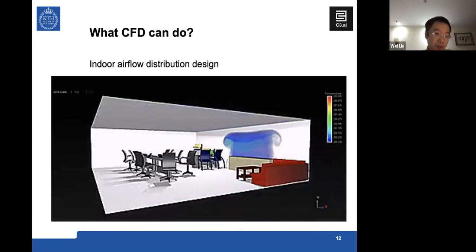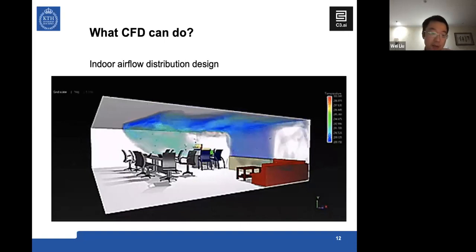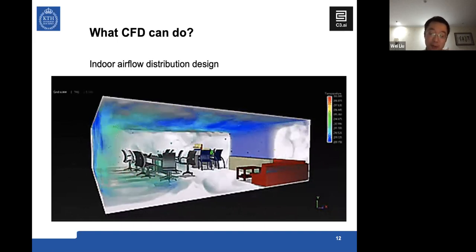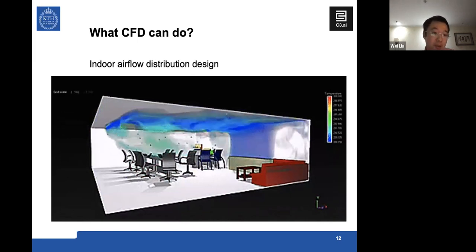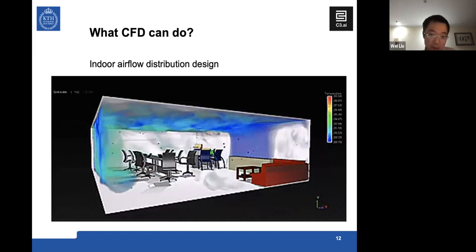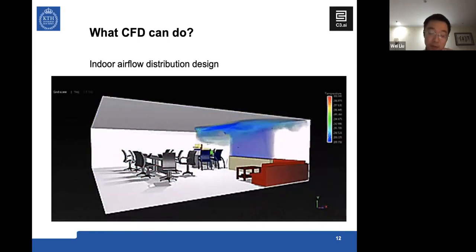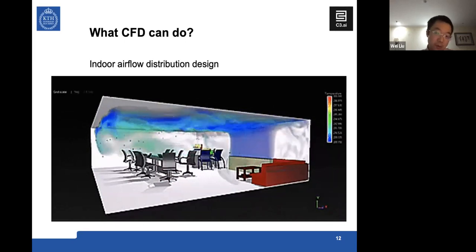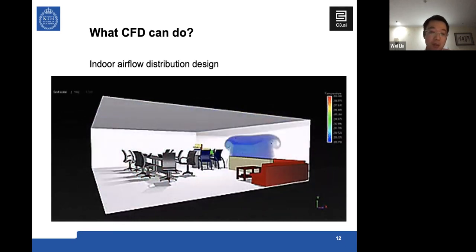For example, CFD can be used for indoor airflow distribution design. In this animation, you can see the CFD tells how the air flows and how the air helps disperse the indoor particles and maybe further mitigate them. Here we have a particle source close to the diffuser, and the air clearly brings the particles to the seat far away from the source. And with airflow, the CFD also tells the temperature distribution, which could be used to evaluate thermal comfort.